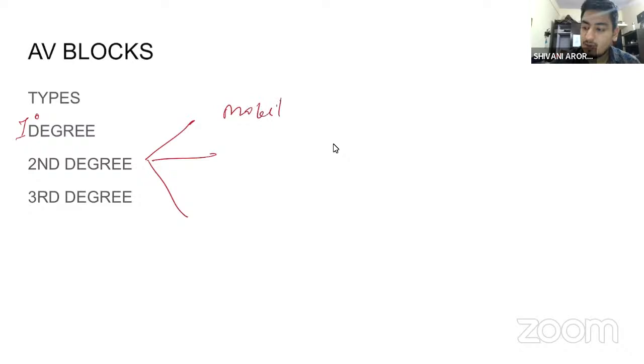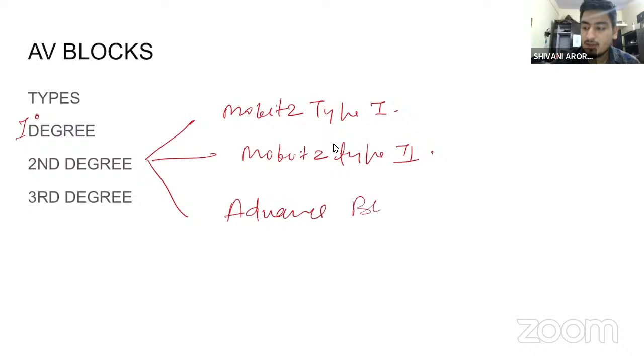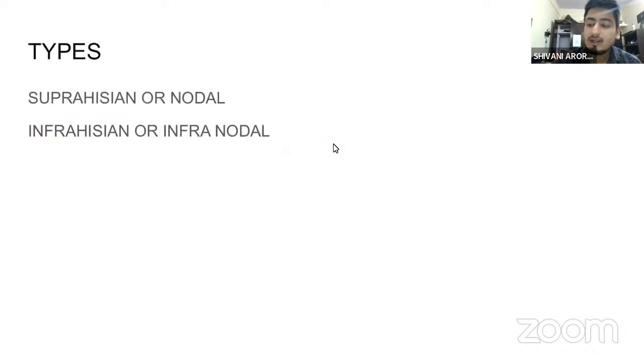Mobitz type 1 block, then Mobitz type 2 block, and we have advanced block. Clear? Now we have another classification of AV block. That is suprahisian block or nodal block, and second one is infrahisian block or infranodal block.